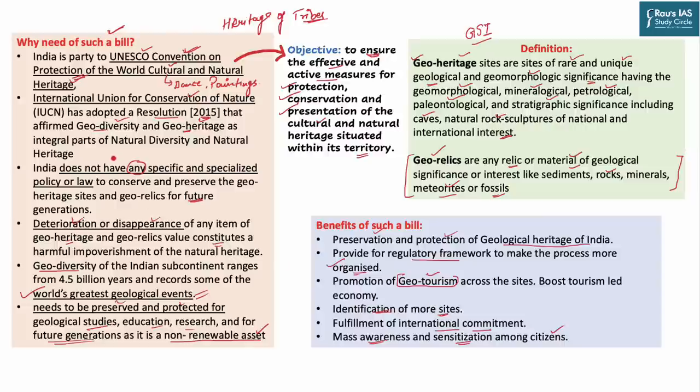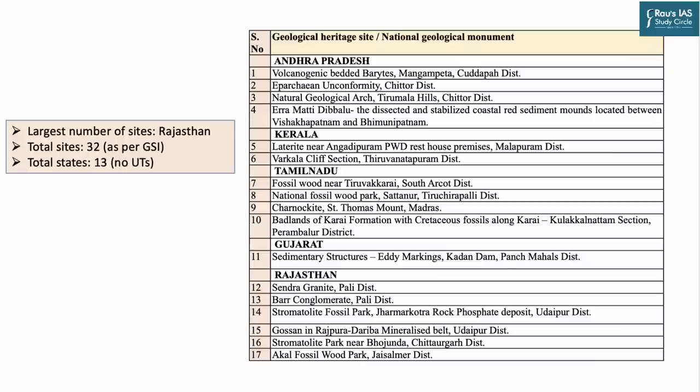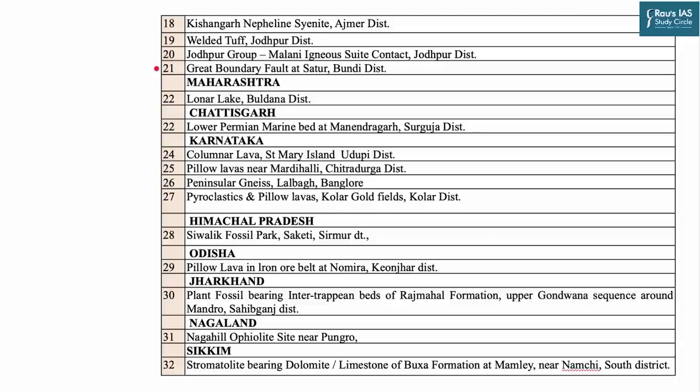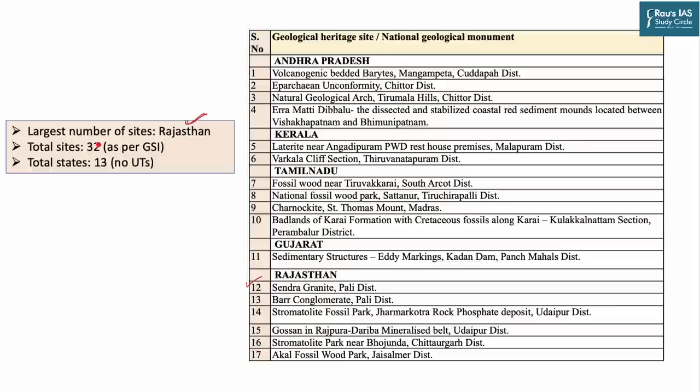Now, if we talk about geo-heritage sites, India as of now has 32 such sites. The largest number of such sites are in Rajasthan, as you can see, right from site number 12 to site number 21. The total number of sites as of now is 32, which are recognized by the Geological Survey of India.